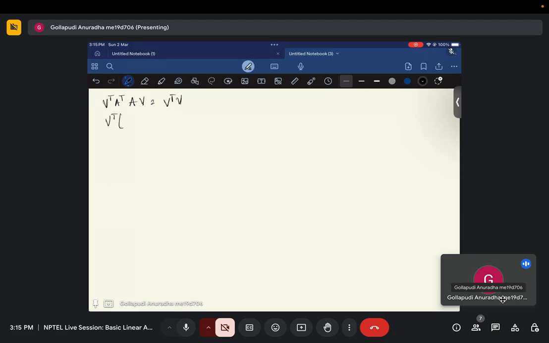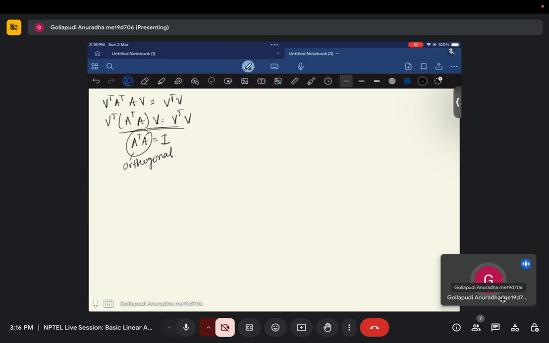So V transpose... which means that if this both has to be equal, then A transpose A should be equal to the identity matrix. So this has to be orthogonal. This will be orthogonal for preserving the length, a constant length after the transformation.